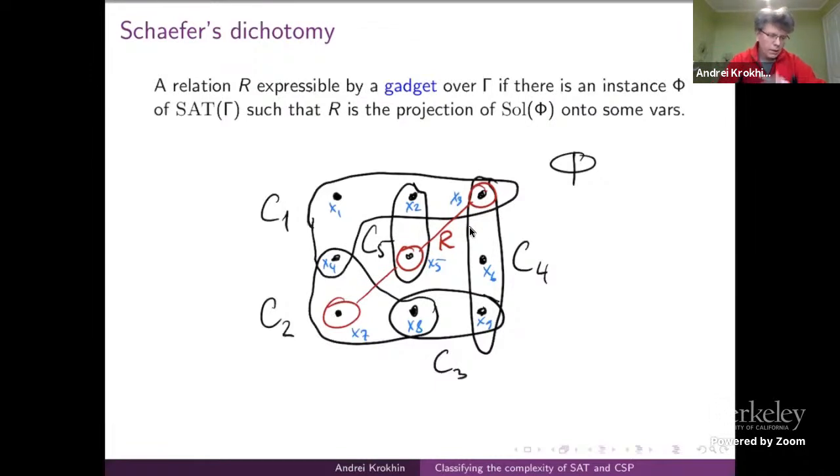Of course, if you have your gamma and some R is expressible by a gadget over gamma, then you can add R to gamma without changing the complexity of SAT gamma, right? Simply because every occurrence of R can be replaced by this gadget in any instance, okay? So you can easily get rid of R, replace it by a gadget over gamma. And that was the key notion.